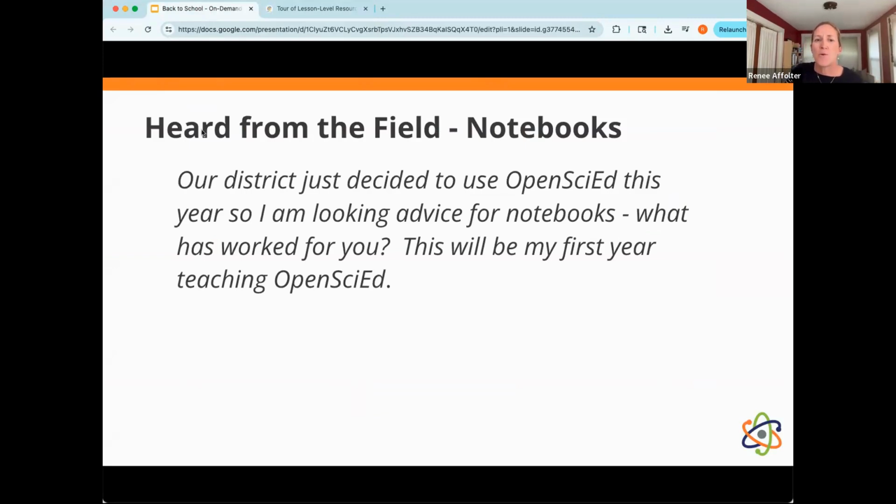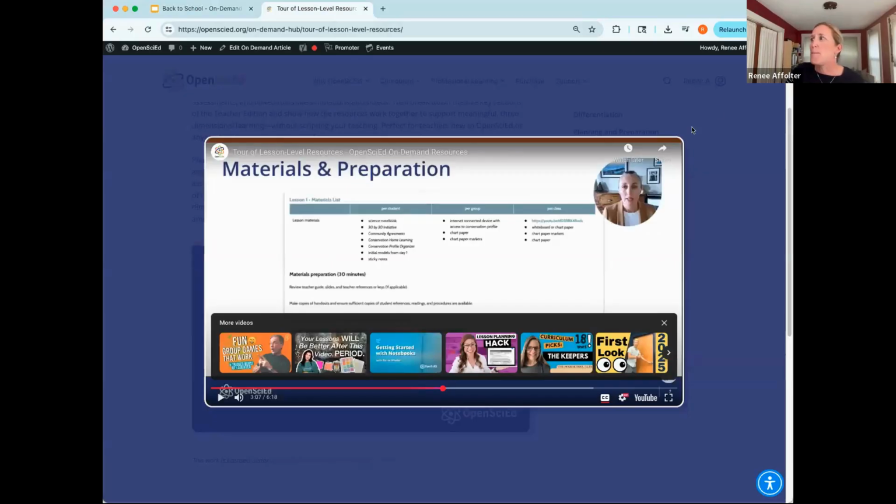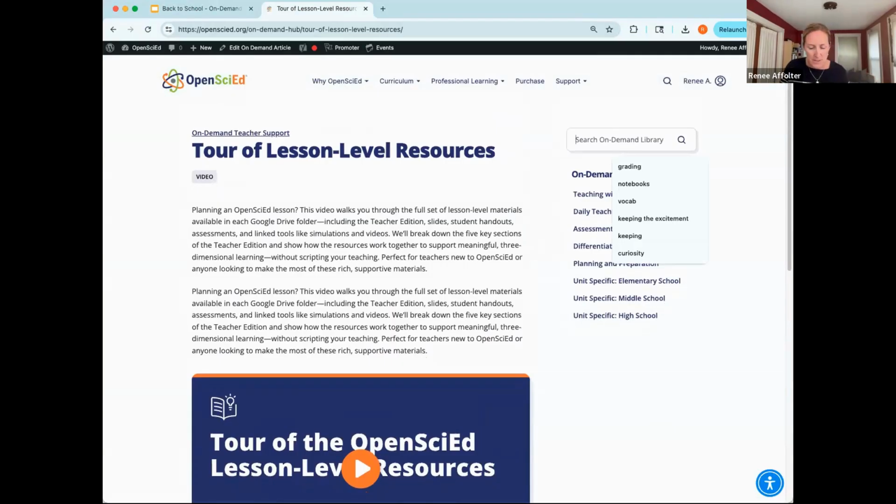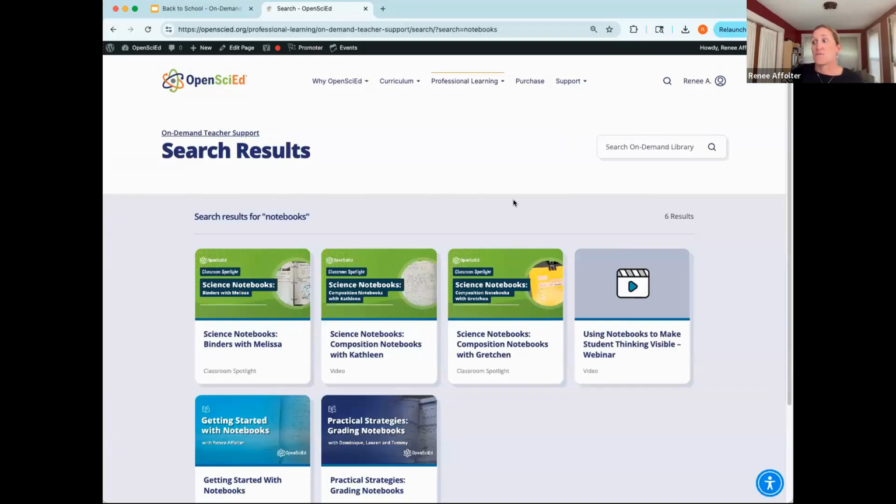And you might say, well, I don't know exactly where that would be, but I can go to my search bar up here, search on-demand library, and I can search notebooks. And I say, oh, wow, there's a bunch of resources around notebooks. And what I'm noticing is there are 3 classroom spotlights. That means 3 different teachers sharing with us how they use notebooks. One of them uses binders, 2 of them use composition notebooks, because there's not one right way of doing it, right? We want to be able to show lots of different ways that you can sort of see yourself in and then adapt as needed.